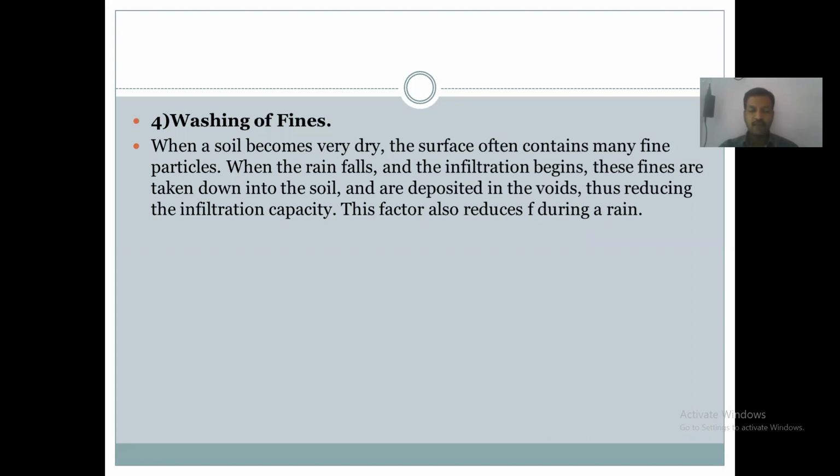That soil particle gets accumulated in layers, one above another, forming different layers. It gets deposited into the voids of the soil. So this factor also reduces the infiltration capacity during rainfall. Like I mentioned, washing of the fines.